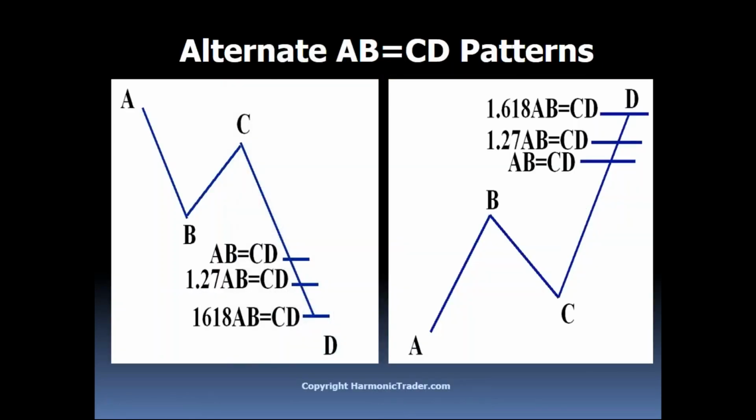Here's two illustrations. Again, just notice the extended nature. Here's the A to B leg. Okay, we look at that distance. We multiply that by 1.27 or 1.618 to get the alternate completion points for these structures. Here's the bearish version. Again, if A to B was 10, we would multiply that distance by 1.27 or 1.618. So if that's 10, an alternate 1.27 AB equals CD would be 12.7 off of the C point.